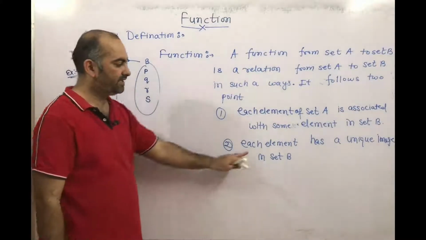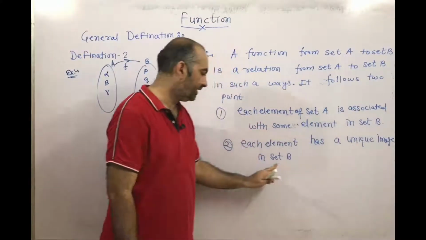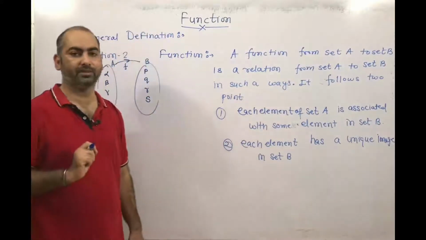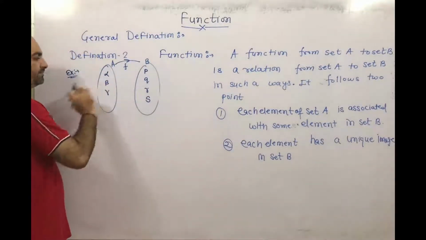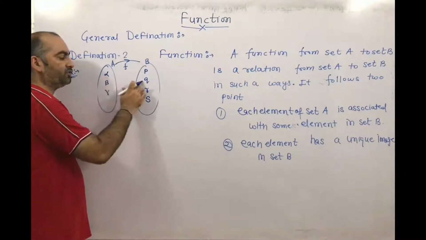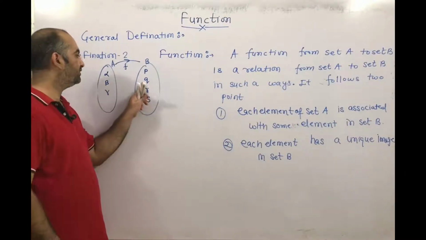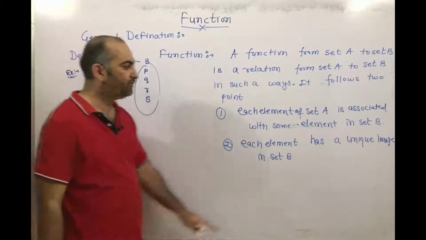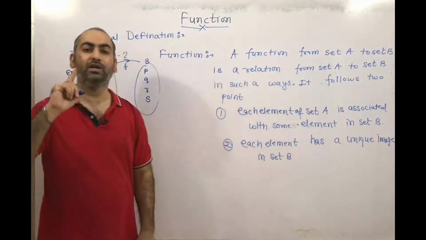Second condition, each element has a unique image in set B. So what is the meaning of unique image? Suppose alpha is there. What is the image? If alpha is connected with Q, we can say Q is the image of alpha. So what is the meaning of unique image? That means it should have only one image.